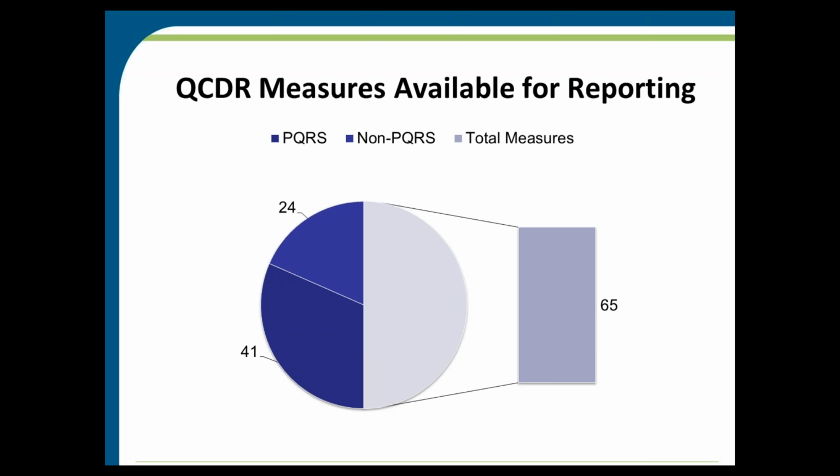And then we have the non-PQRS category, and those are the registry-specific measures that are applicable just to radiologists. So we want you to pay attention to that 24, because we think it'll help you in meeting the PQRS reporting requirements, especially with having over 65 measures to select from.